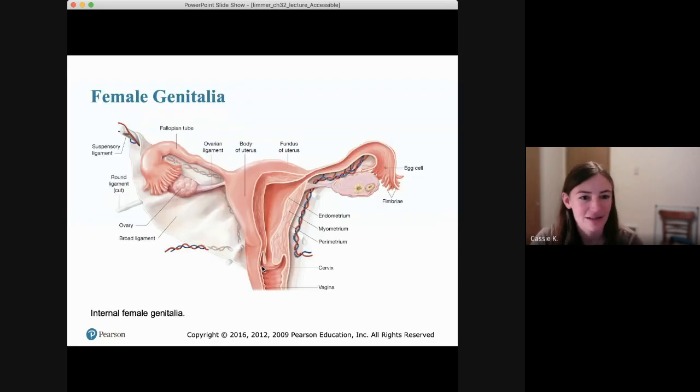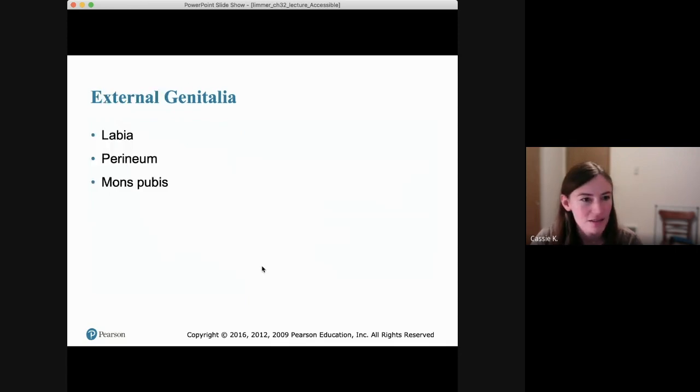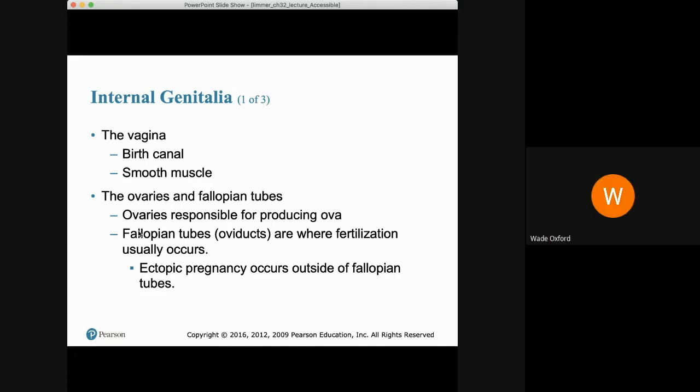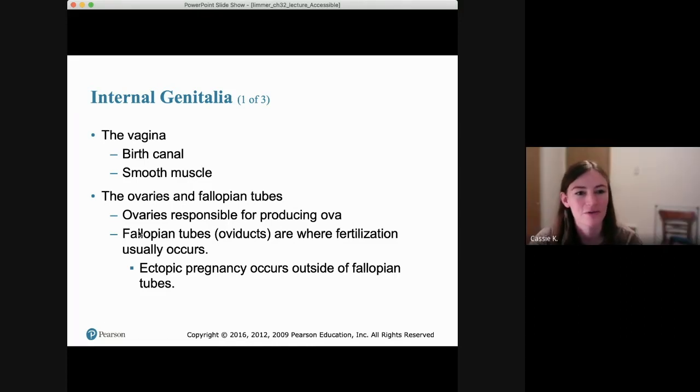So female genitalia, diagram right there. You've got ovaries, fallopian tubes, also called oviducts, uterus, cervix, vagina. It includes external genitalia and internal genitalia. So you've got the vagina or birth canal, ovaries and fallopian tubes, which carry the eggs. Fallopian tubes are where fertilization usually occurs. And an ectopic pregnancy, which we'll talk about later, is any pregnancy that occurs outside of the fallopian tube and then uterus.